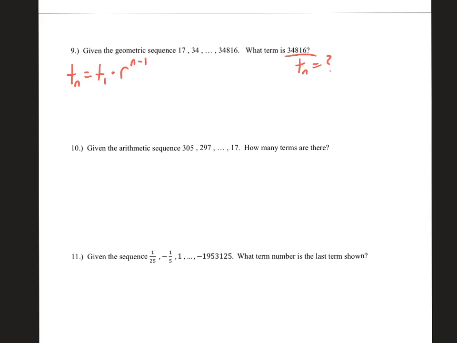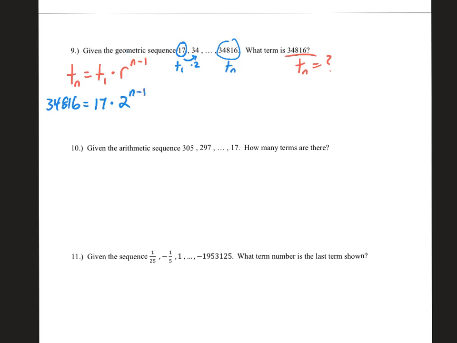And we know some of these things. Like, for example, this is T1, so I know this would be 17. I know the nth term. This is the nth term right here: 34,816. I actually know my ratio. I could figure out the ratio because they've told us it's a geometric sequence. So how do you get from 17 to 34 using multiplication? Very simple. You multiply by 2. So the ratio is 2.